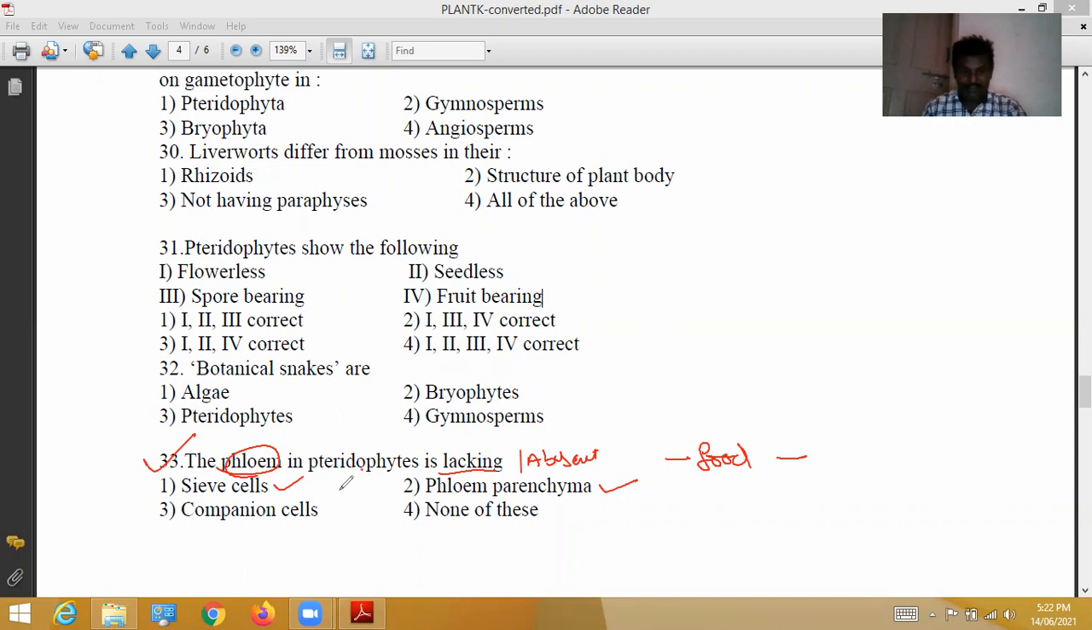But in the pteridophytes, phloem companion cells are absent. Companion cells are special living cells. These are absent in pteridophytes. They are well developed in gymnosperms and angiosperms, especially in the angiosperms. So the correct option for question 33 is the third.